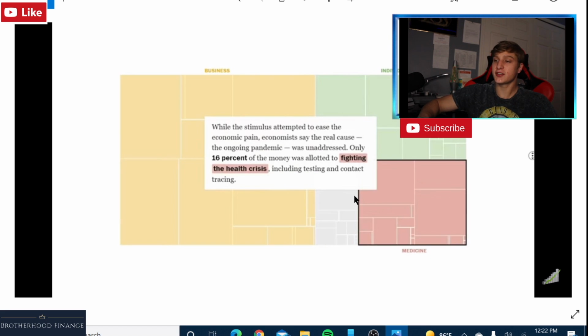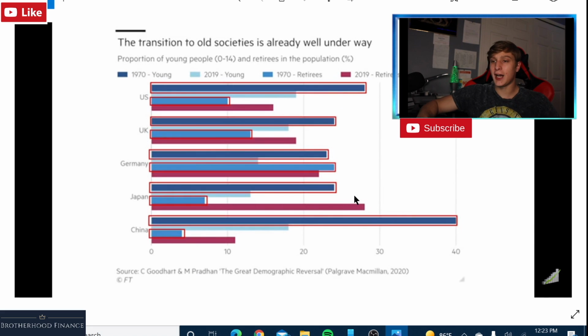And while the stimulus attempted to ease the economic pain, economics says the real cause, the ongoing pandemic, was unaddressed. Only 16% of the money was actually allocated to fighting the health crisis, including tests and contact tracing. Obviously, mass amounts of inflation.